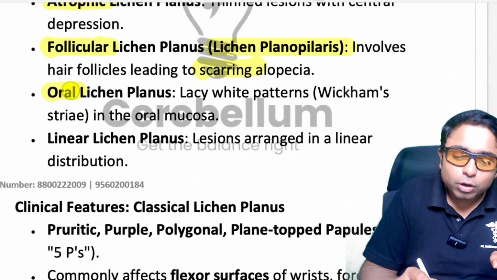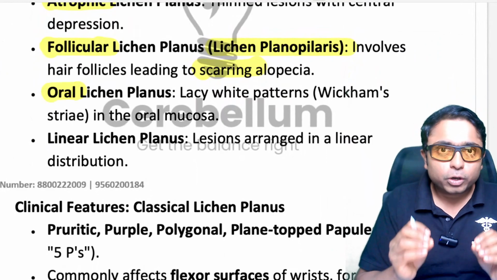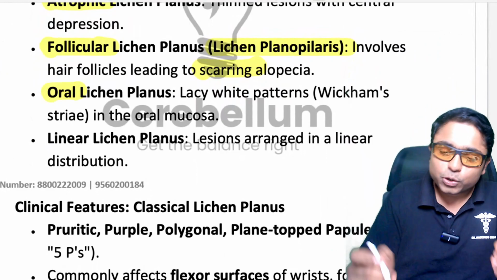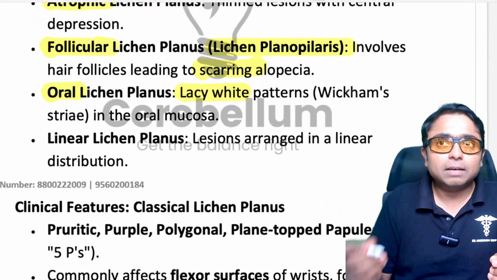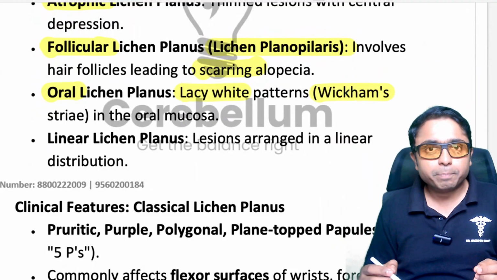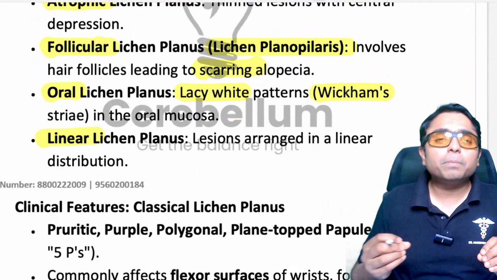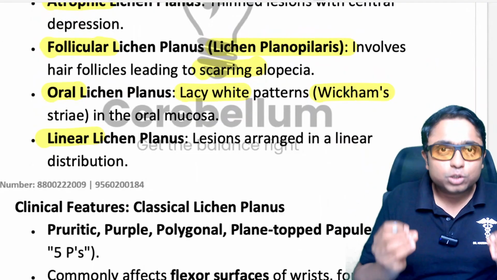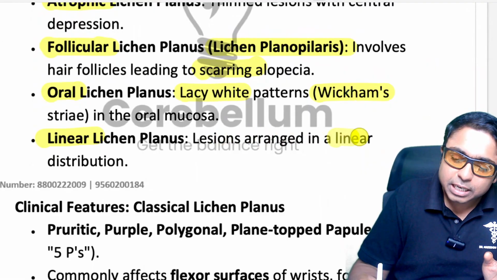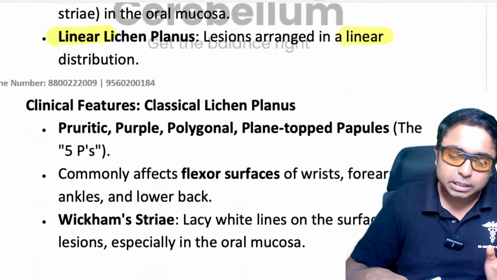And the mucosal involvement, especially for you, it is important to remember oral lichen planus. It is going to present with a lacy white pattern, which is also called Wickham's stripe. And linear lichen planus, this concept you can remember, it comes from the Koebner's isomorphic phenomenon, where lesions are going to be seen in a linear fashion over the skin.